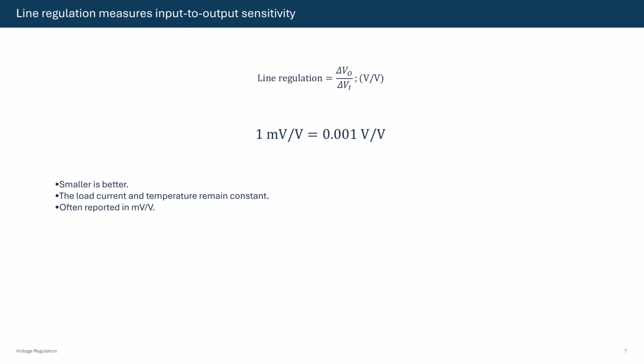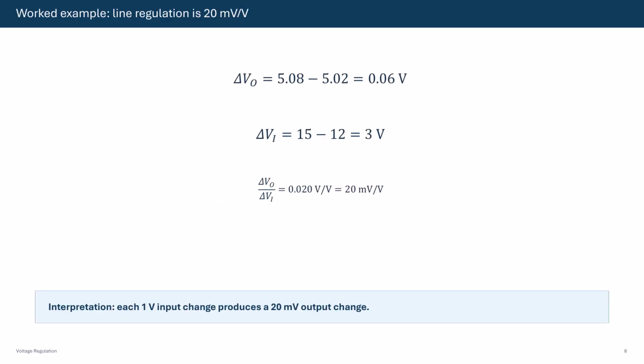1 volt input change. The output rises from 5.02 volts to 5.08 volts, so delta VO is 0.06 volt. The input rises from 12 to 15 volts, so delta VI is 3 volts. Dividing gives 0.020 volt per volt, or 20 millivolts per volt. The load current is unchanged, so this is a line regulation result.